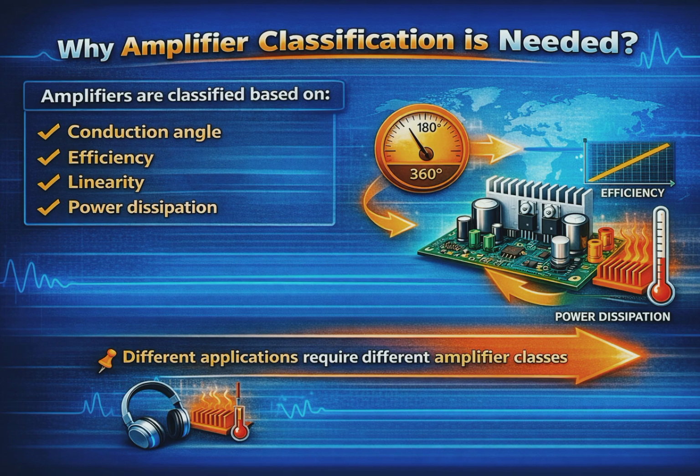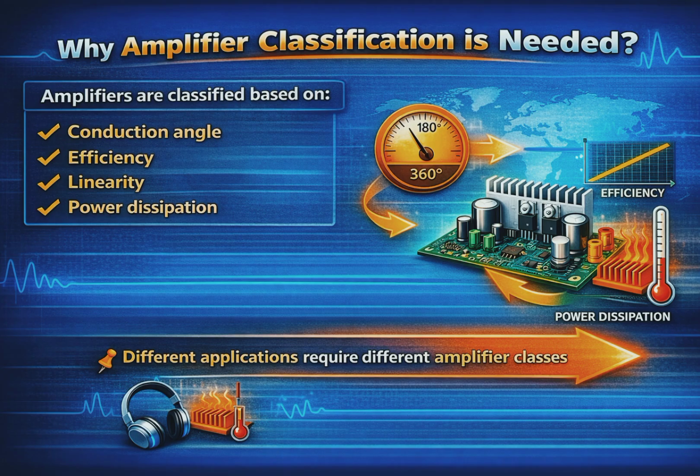Conduction angle, the portion of the input signal cycle during which the transistor conducts current. Efficiency, how effectively the amplifier converts input power into useful output power. Linearity, how accurately the output signal matches the input signal. Power dissipation, how much energy is lost as heat. Because of these factors, engineers design different amplifier classes for different applications.